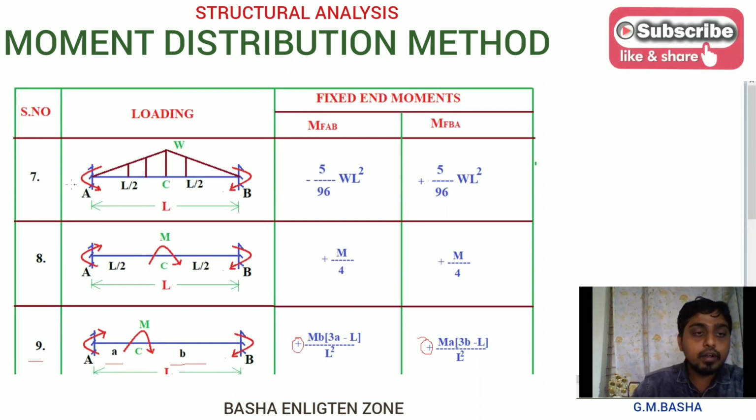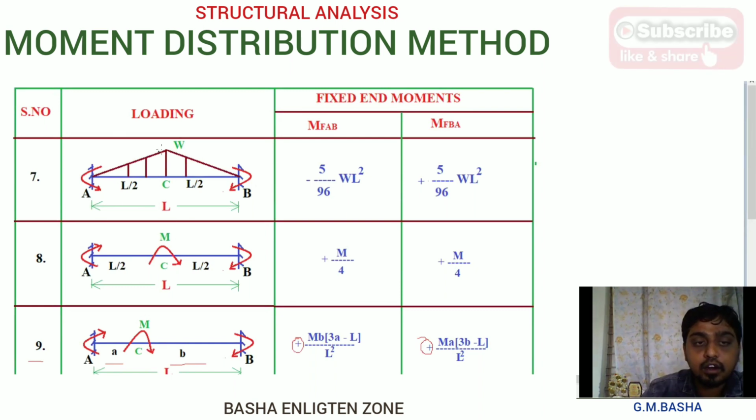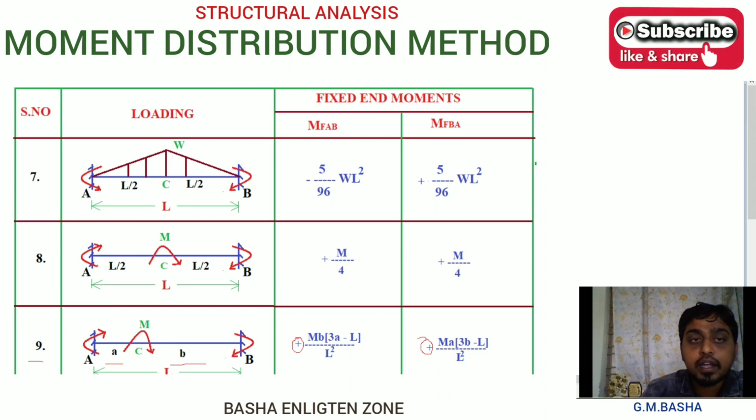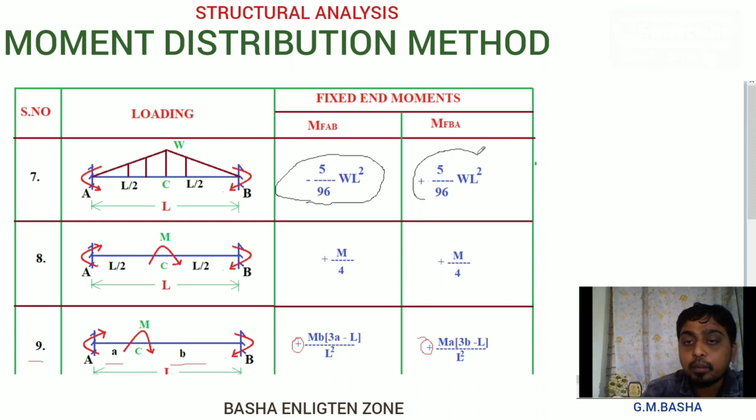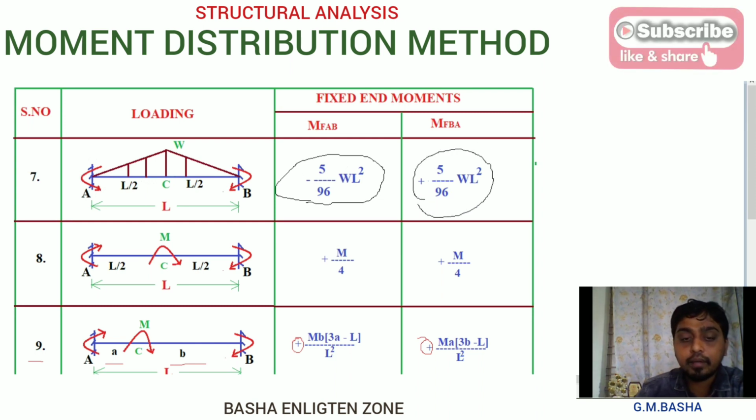So for example, here I am taking one symmetrical load on span AB. If it is a symmetrical load, fixed moment AB will be equal to minus 5 by 96 WL square. Due to the anti-clockwise, you will get minus. Similarly, fixed moment BA will be equal to plus 5 by 96 WL square.